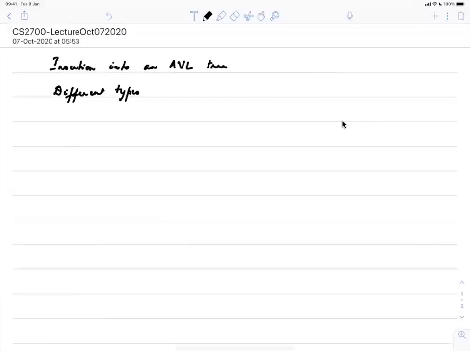Good morning. Yesterday we talked about insertion into an AVL tree. And today we will take some examples, and we saw that we had to use different types of rotations to preserve the AVL property.